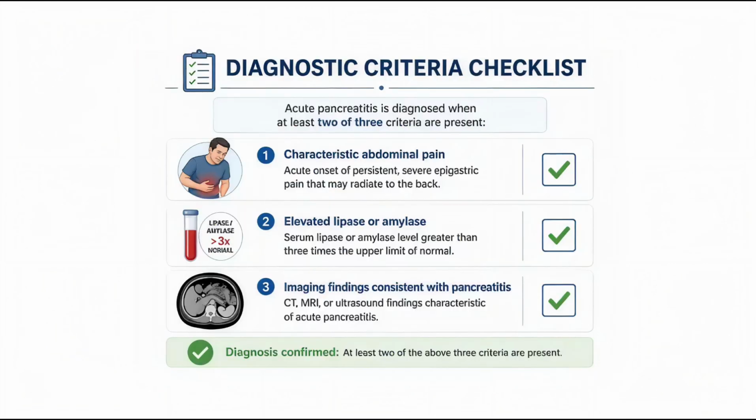The diagnosis of acute pancreatitis requires at least 2 of 3 criteria. First, characteristic abdominal pain. Second, elevated lipase or amylase levels greater than 3 times the upper limit of normal. Third, imaging findings consistent with pancreatitis on ultrasound, CT, or MRI.